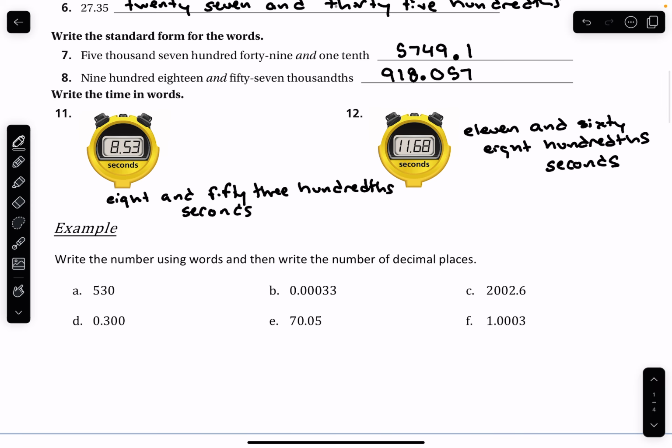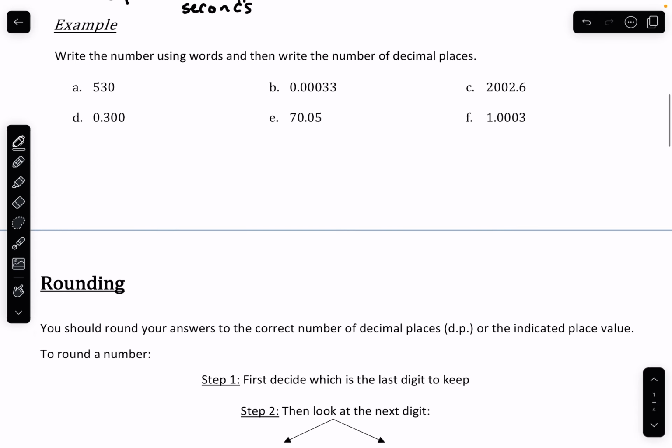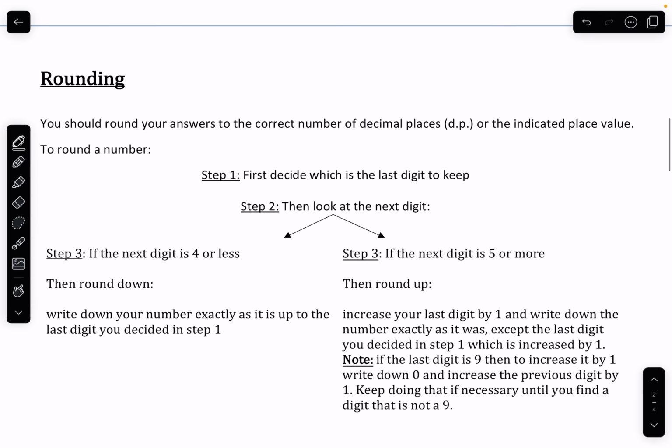Write the number using words, and then write it using digits, and then write the number of decimal places. We've practiced a lot of these in class. We're going to do more of these on the video, I'm not. I don't want you to sit and listen to more of this. You've got practice. You can try those ones on your own. I want to move on to the rounding section of this one, all right?